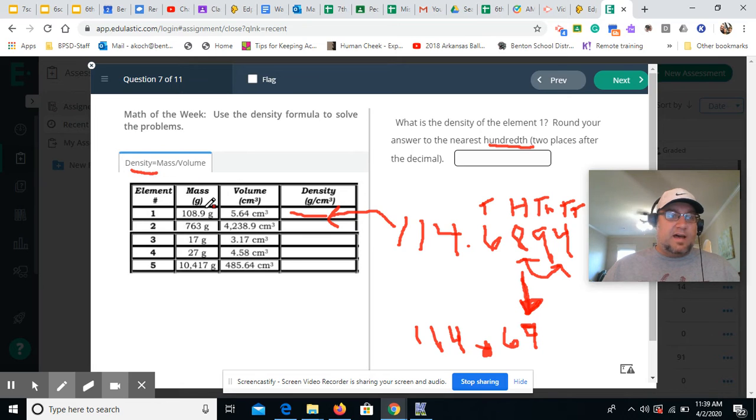Remember, density is just how much stuff there is inside the given volume. The higher the density, the more likely it'll sink. The more solid it is. So think bricks. Bricks would be a higher density, where styrofoam would be much less.